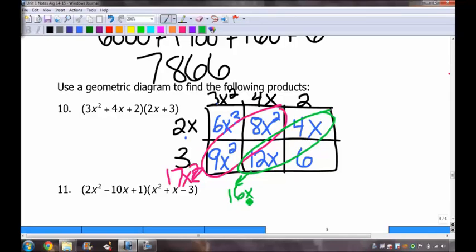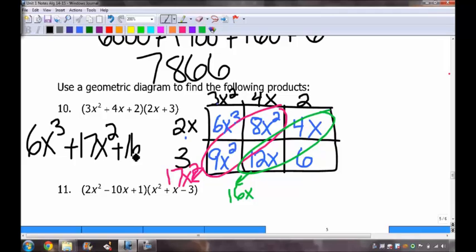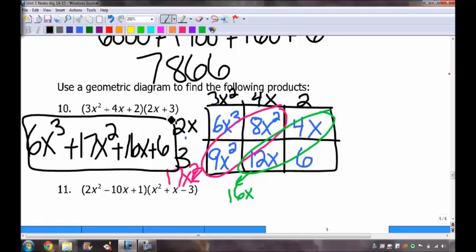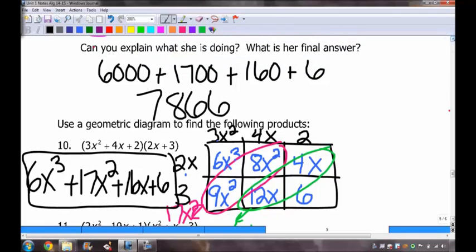Okay, so that means that your final answer will end up being 6x cubed plus 17x squared plus 16x plus 6, which is basically what we had before. This 6,000 is like the 6x cubed. This 1,700 is like the 17x squared.